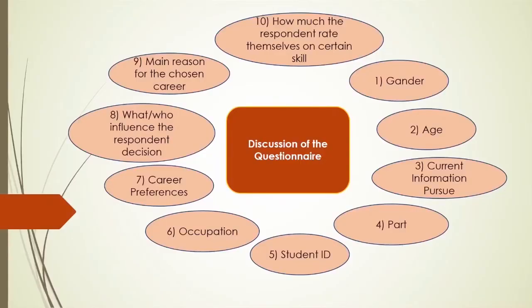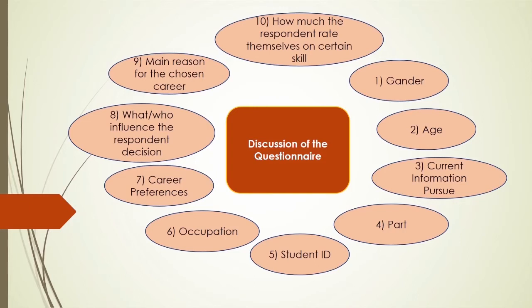The information that we decided to put into the questionnaire is, first, gender. It is required to identify the gender of the respondent. The second one is age. It helps to determine whether the data is valid or not, as our targeted respondents are diploma and degree students, whose age should be within 19 to 25.